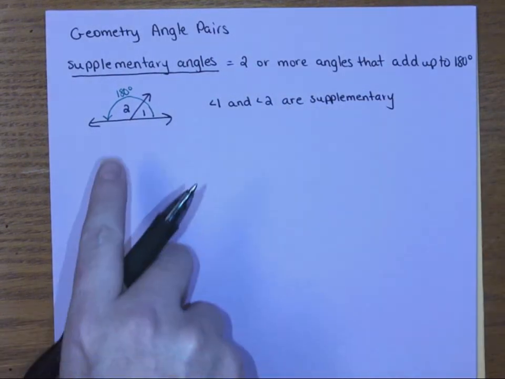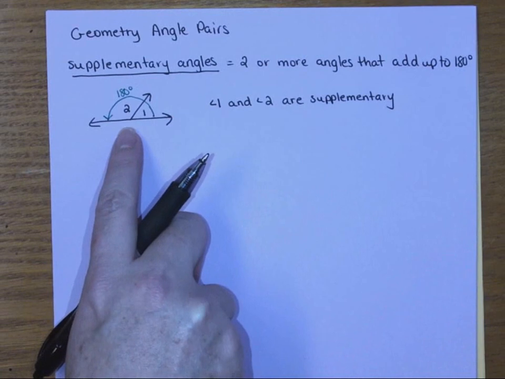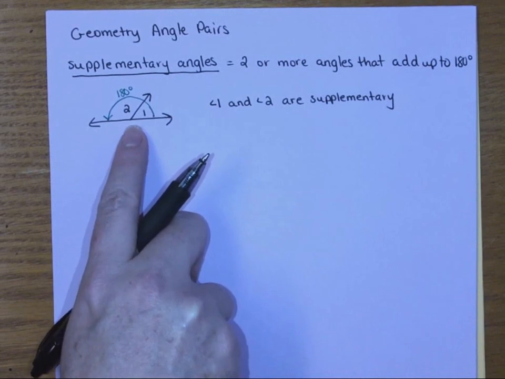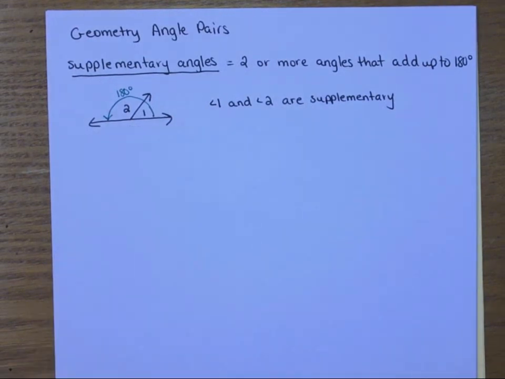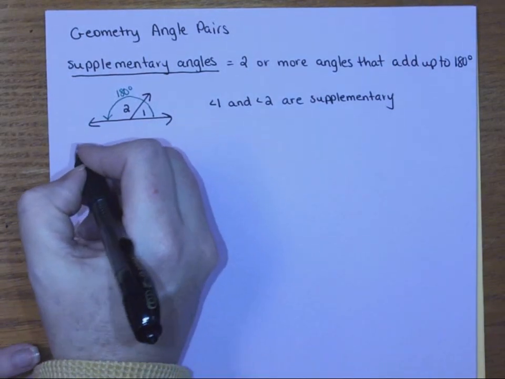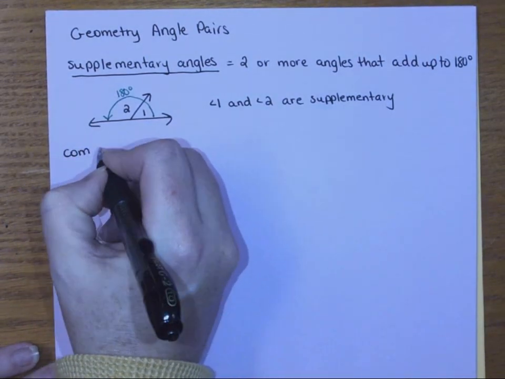Remember that little less than sign is what we use to represent angle. Okay. By the way, supplementary angles don't have to be next to each other. These are called adjacent supplementary angles. Okay, adjacent means right next to. So they also could be separated. As long as they added up to 180, they would technically be supplementary anyway.